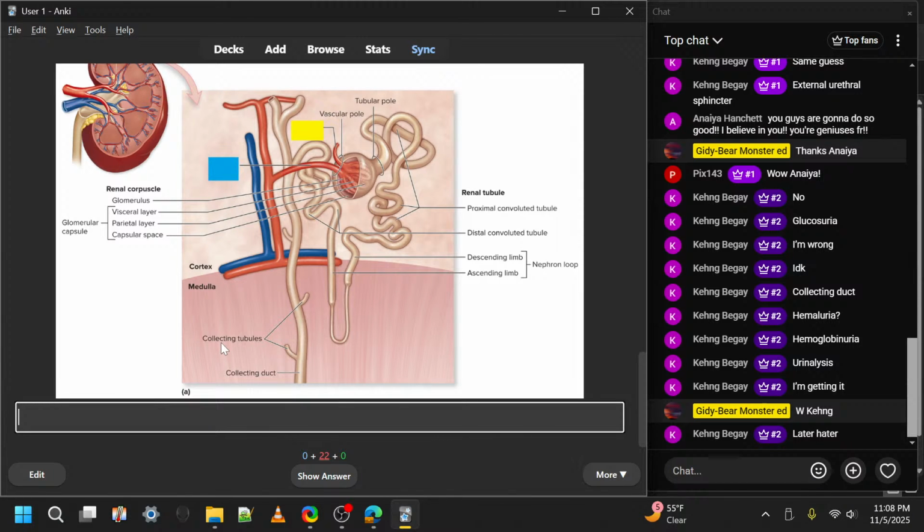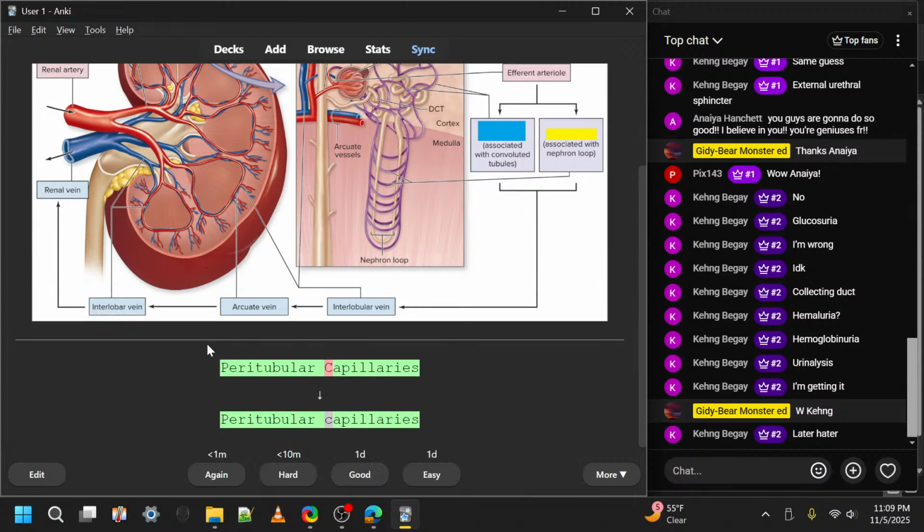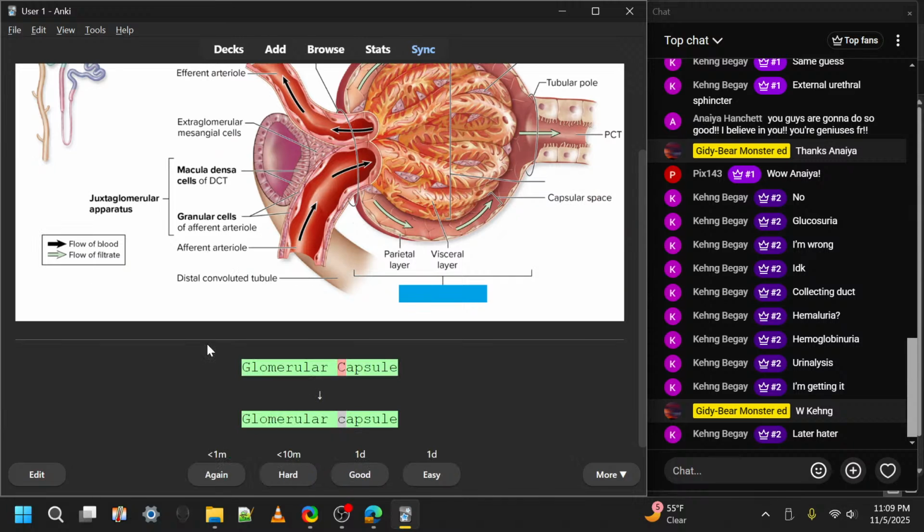Afferent arteriole. Afferent arteriole. The blue is the peritubular capillaries. This is the glomerular capsule.